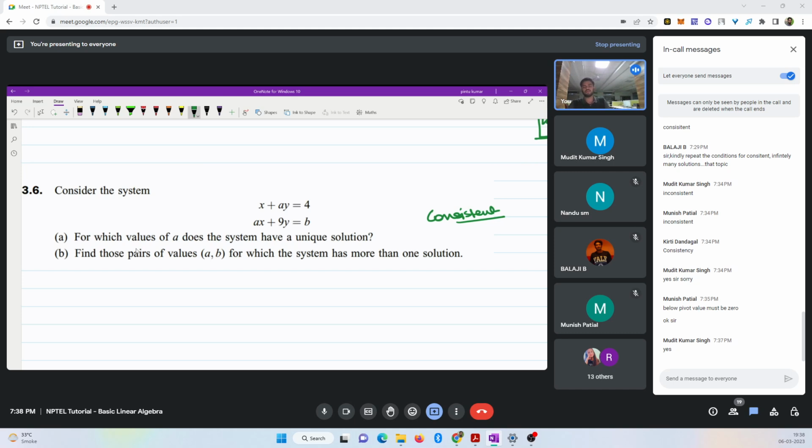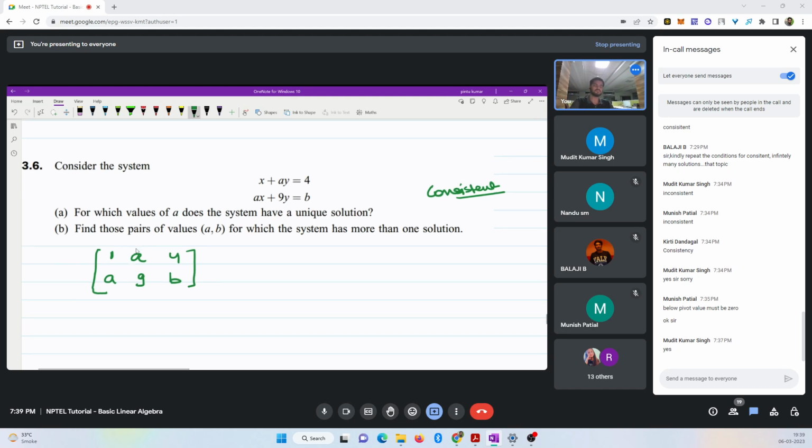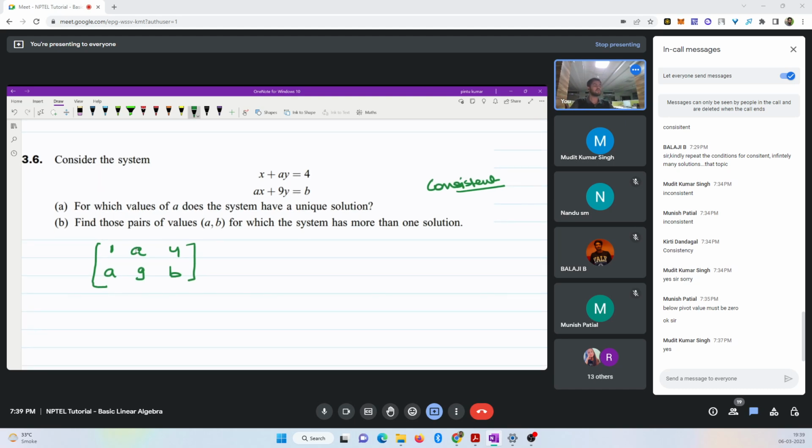I think all of you would have written at least the augmented matrix by now, so I will write it: 1, A, 4, A, 9, and B. So now you need to row reduce this one. If you are done with even the A part, you can write the answer in the chat box.